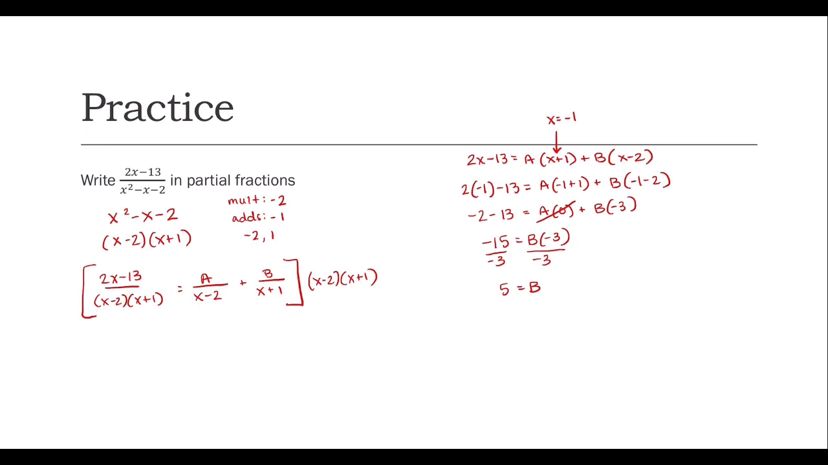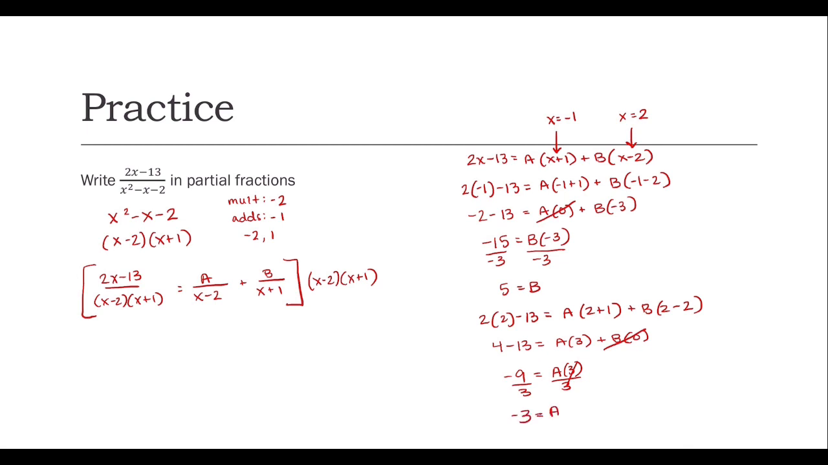Now we can find a by plugging in our 0 for the other factor. This would be 0 when x equals 2. So we have 2 times 2 minus 13 equals a times 2 plus 1 plus b times 2 minus 2. So 4 minus 13 equals a times 3 plus b times 0. B times 0 is 0, so it'll go away. 4 minus 13 is negative 9, so negative 9 equals a times 3. If we divide both sides by 3, we get that a equals negative 3.